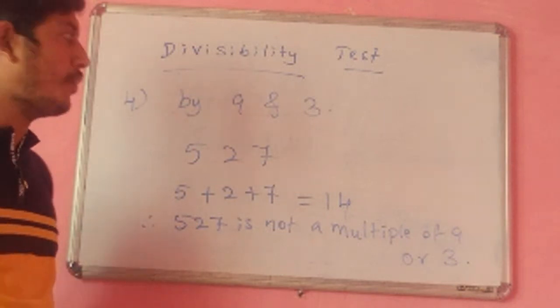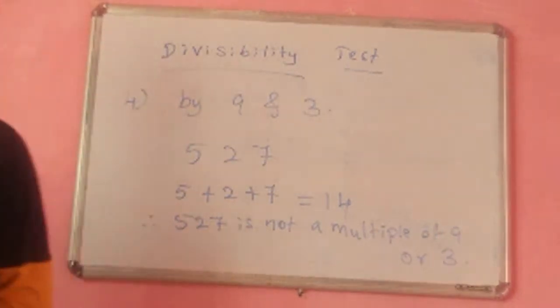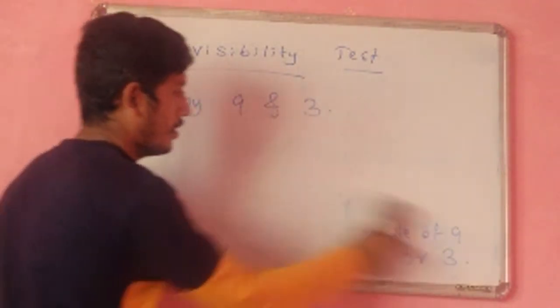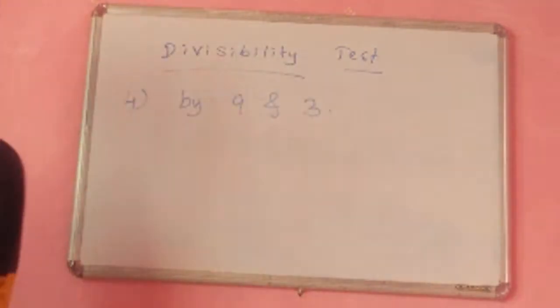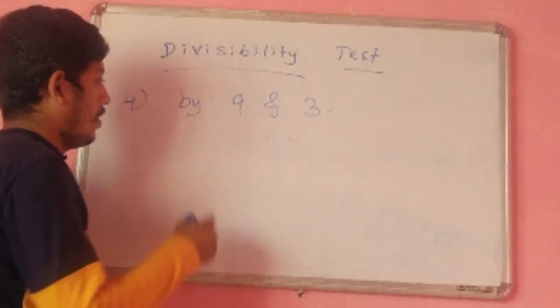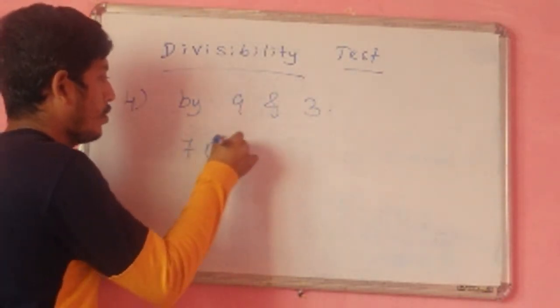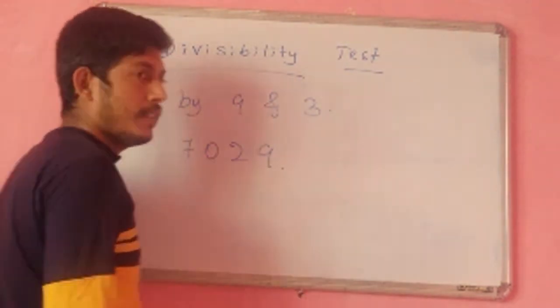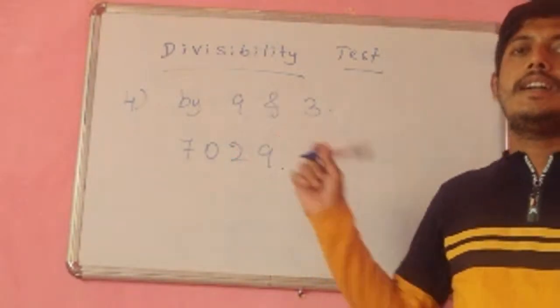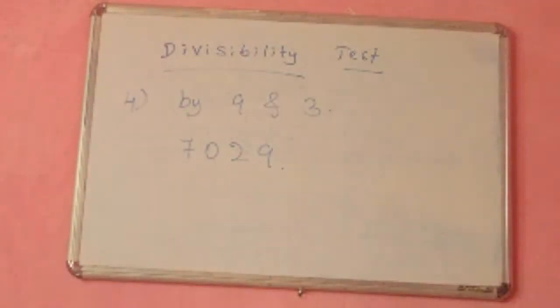Okay, I think everyone understood this. Now I will give one number and you have to comment me whether that number is divisible by 3 and 9 or not. I consider 7, 0, 2, 9. Just comment me whether 7029 is divisible by 3 and 9 or not. So what you have to do? You have to add the digits.